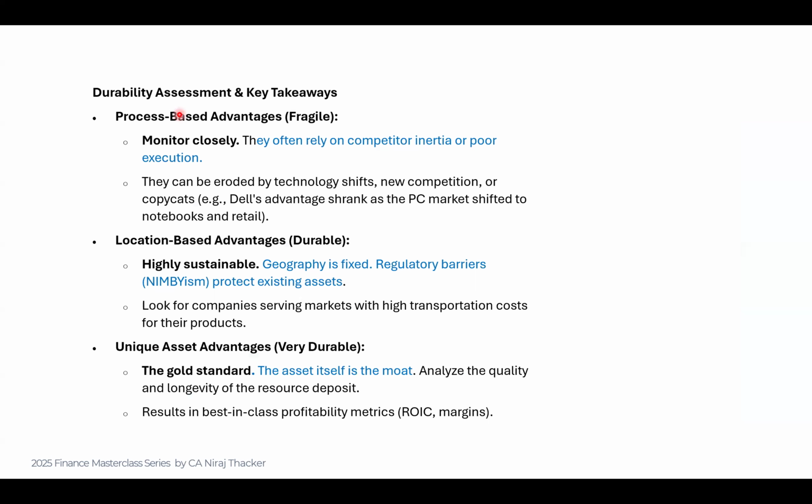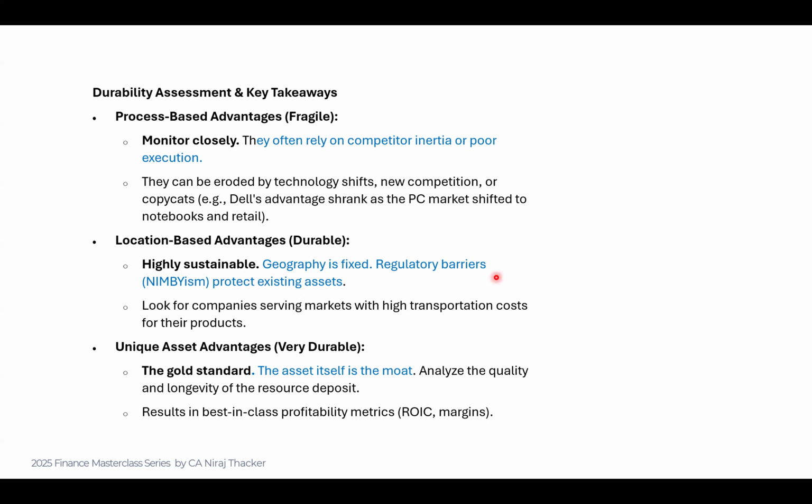So now what is the key takeaway? Okay. If it is process based, they often rely on competitors' inertia or poor execution. So monitor closely if a competitor is able to replicate that. Very, very important. If a competitor is able to replicate that, then what will happen? That cost advantage will no more be there. Better you just try to take your calls. If you are in that particular stock, obviously you would like to come out of it or book some portion of it. Okay. Second, location based.